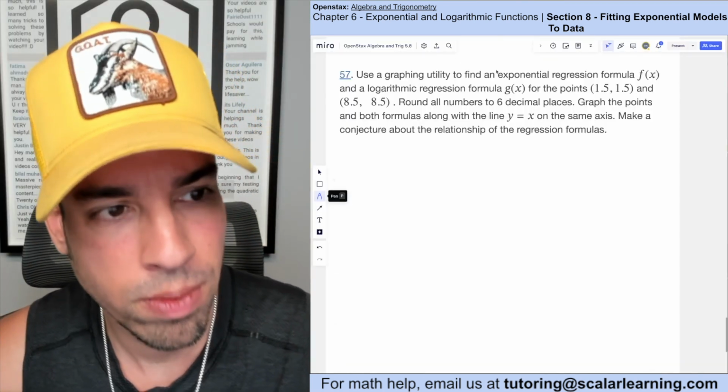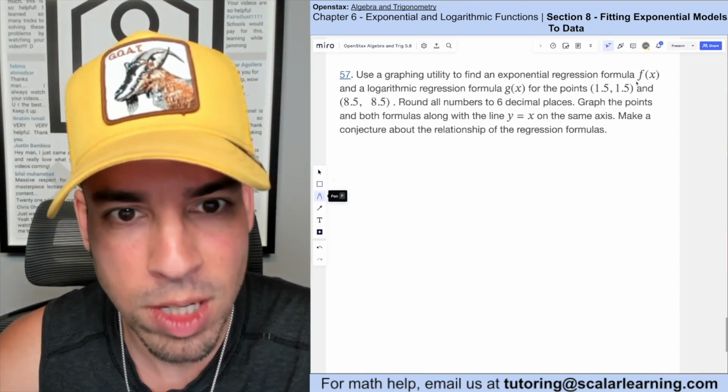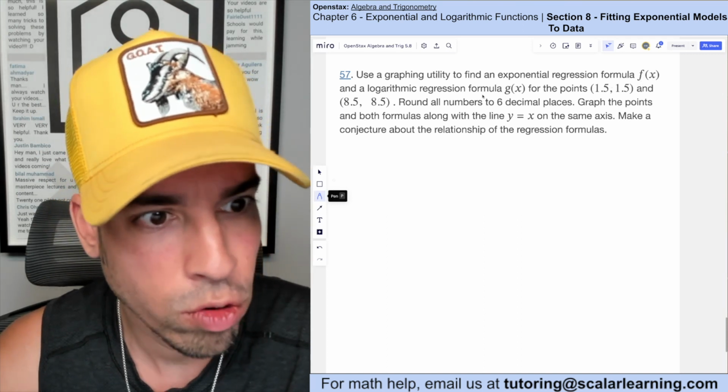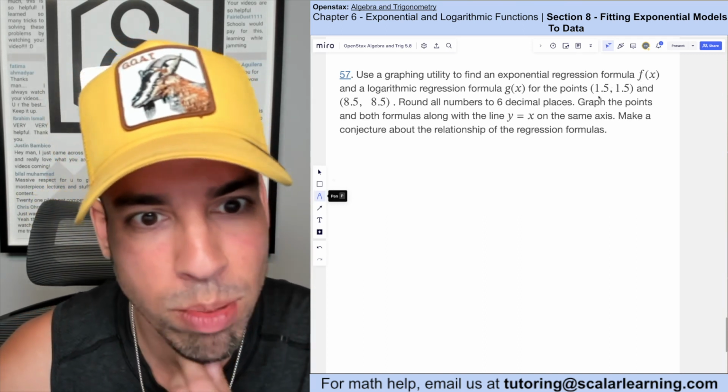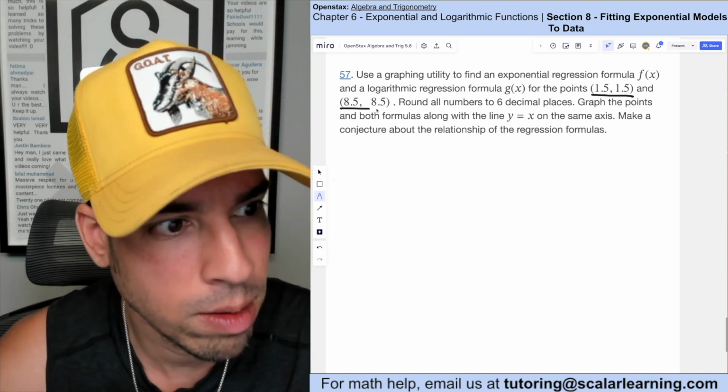So this says to use a graphing utility to find an exponential regression for f of x and a logarithmic regression for g of x for the points (1.5, 1.5) and (8.5, 8.5).